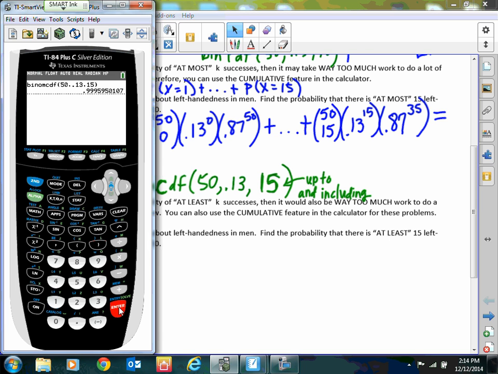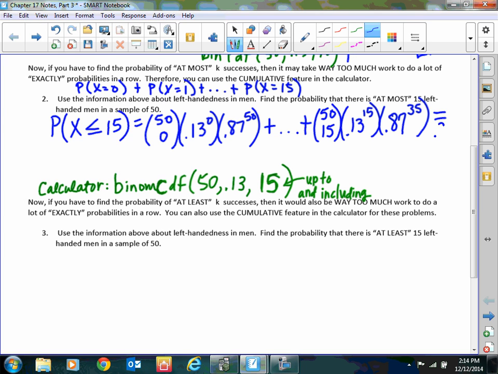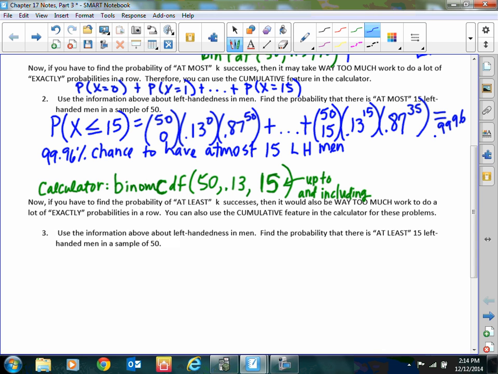And so there it is. It's highly likely: 0.999, I think 6. So I'm saying there is a 99.96% chance to have at most 15 left-handed men in the sample of 50.